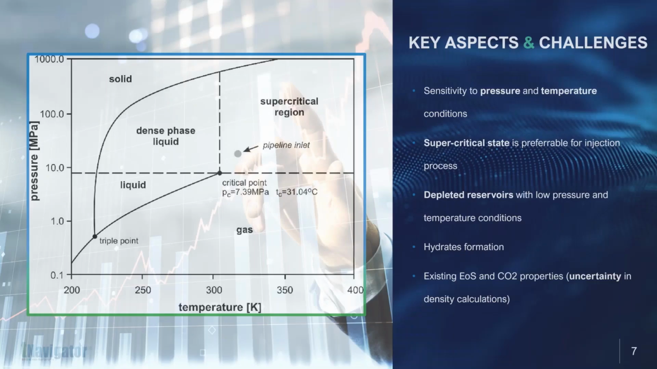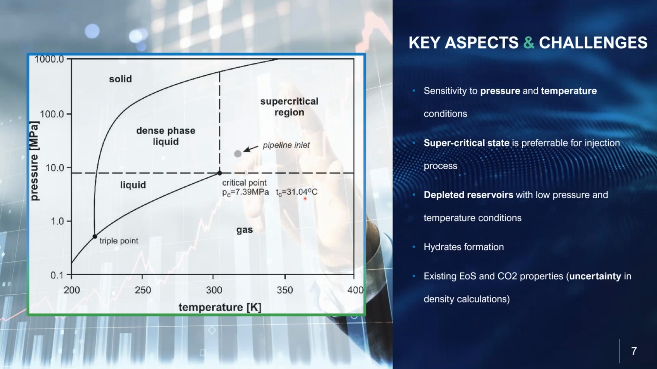So, just talking about the key aspects and key challenges. First of all, CO2 is quite sensitive to pressure and temperature conditions, as I said before, and we usually consider that the CO2 should be injected at the supercritical phase at specific pressure and temperature. And usually, talking about CO2 storages, we consider depleted reservoirs with pretty low pressure and temperature conditions. So therefore, we are going to expect movement of CO2 from the supercritical phase to the gas phase.